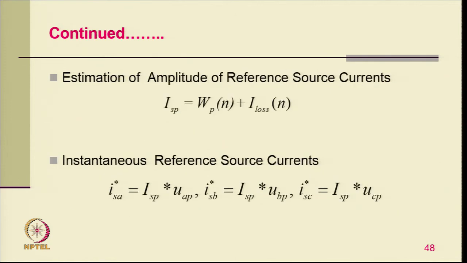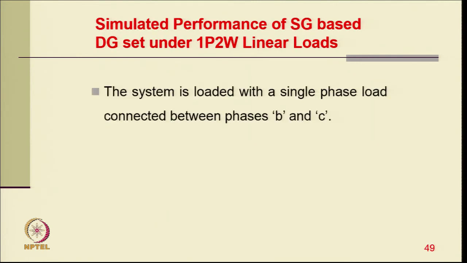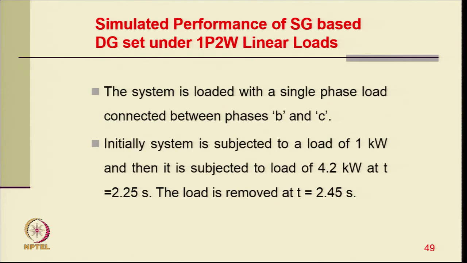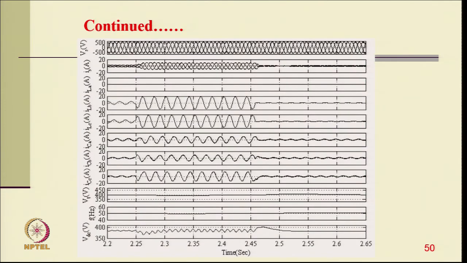And then you have a total active component, like the amplitude of your generator current. So, you have a load component and you have a loss component, and you multiply the template with these amplitudes. So, you get the 3 phase reference current typically for the DG set, and you can have a current control like that.